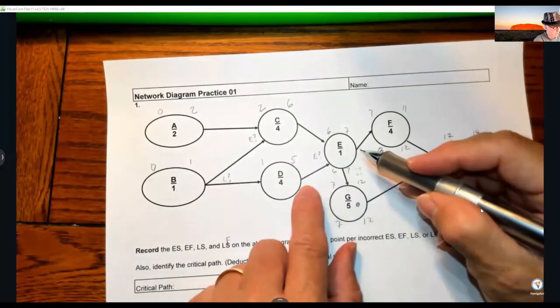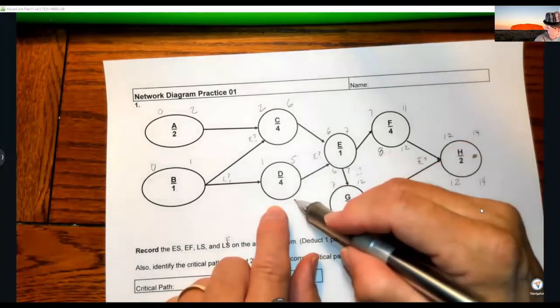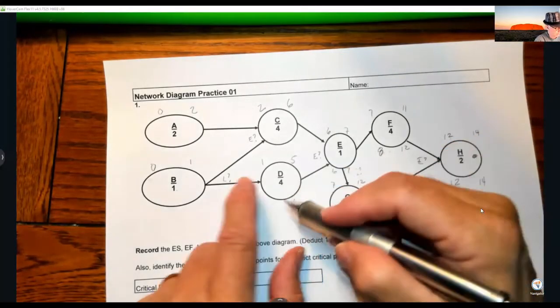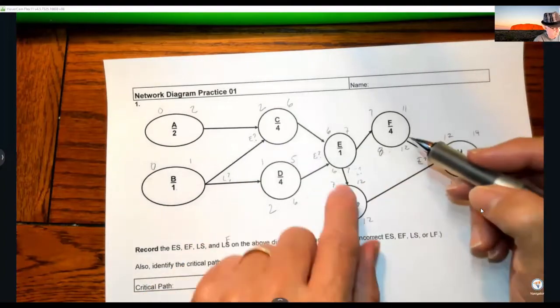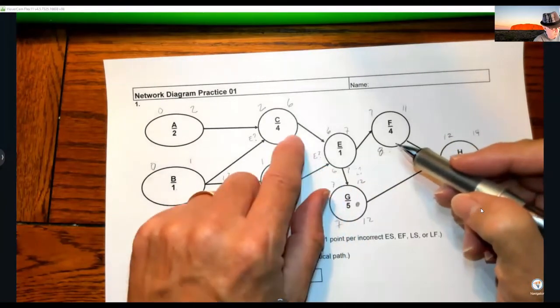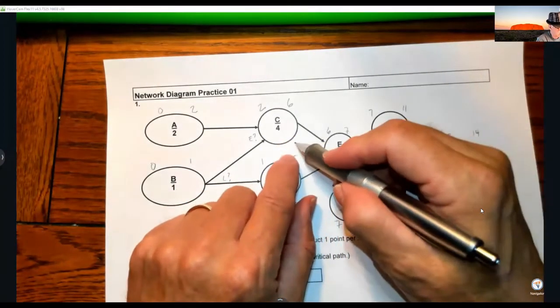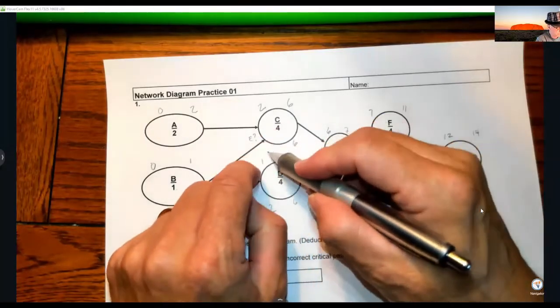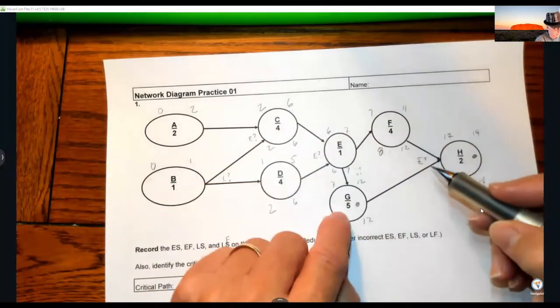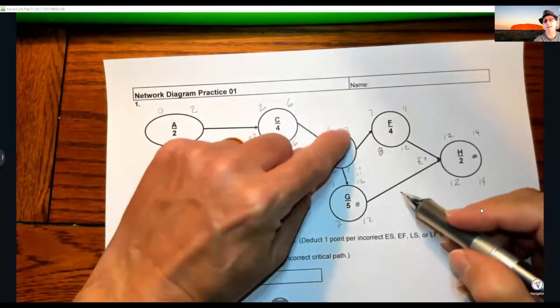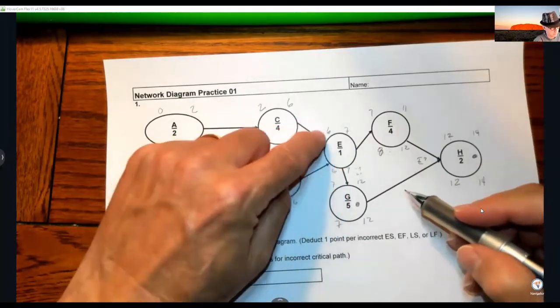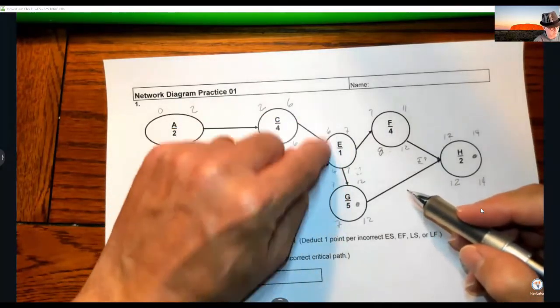And I come over here, no decision, so I do 6 minus 4 is 2. I go up this one, no decisions. I go 6. 6 minus 4 is 2. By the way, look at that. 6, 7, 6, 7.